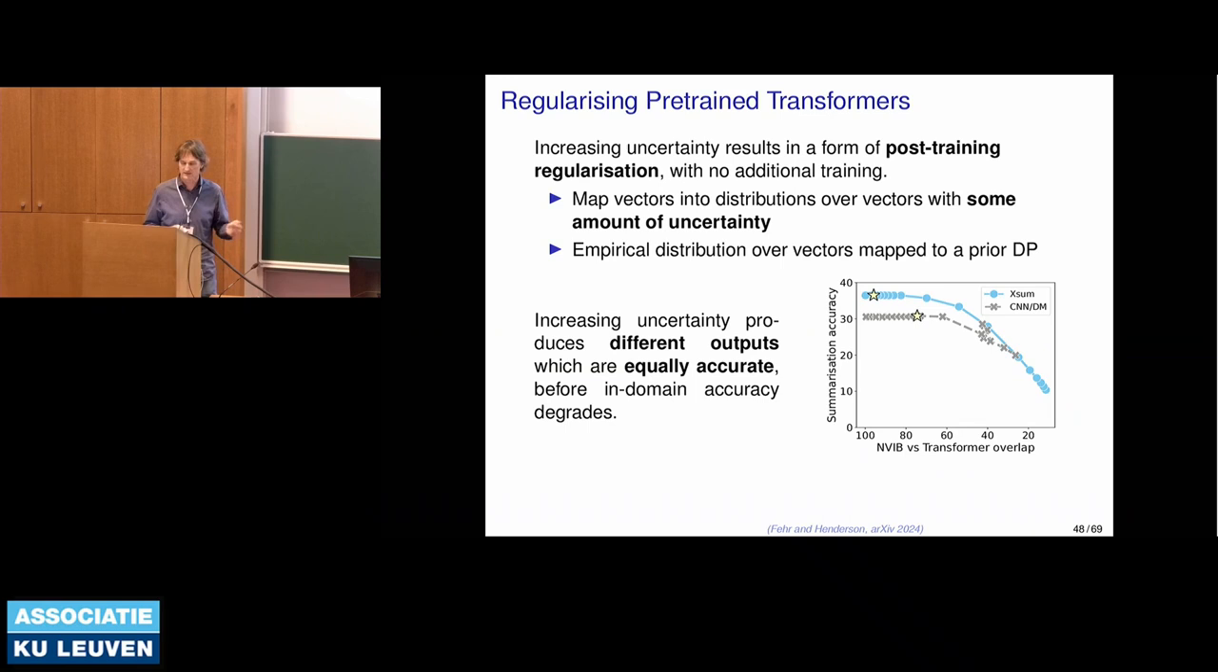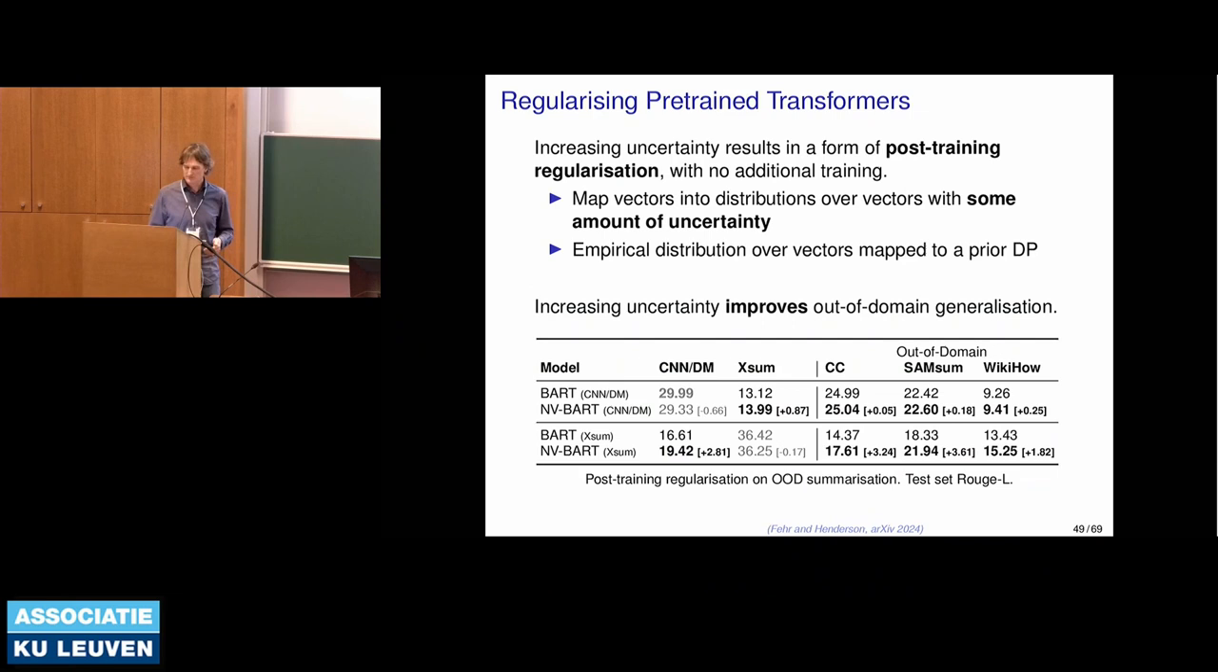Different outputs, but they're equally accurate because the information that's being removed is exactly the unreliable information that doesn't generalize well. Now, if we look out of domain, we actually get improvements. Some of these are quite substantial improvements in the out-of-domain generalization. This is a summarization model. Removing information maybe is something you would expect a summarization model to work well on. We've also done this with translation, not as impressive, but we still get improvements, even for translation.